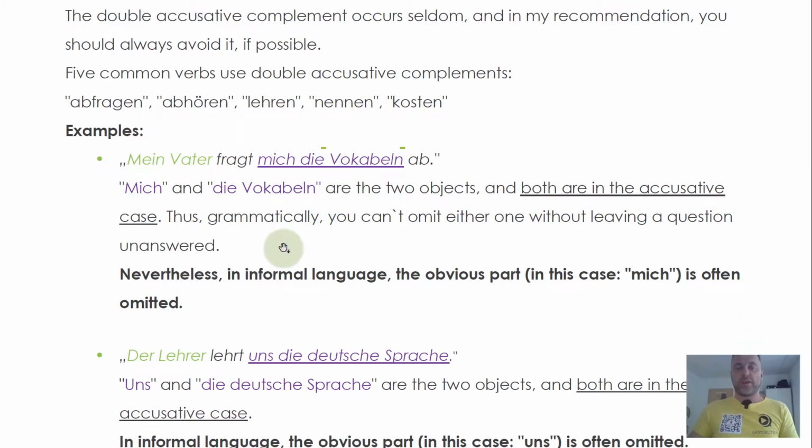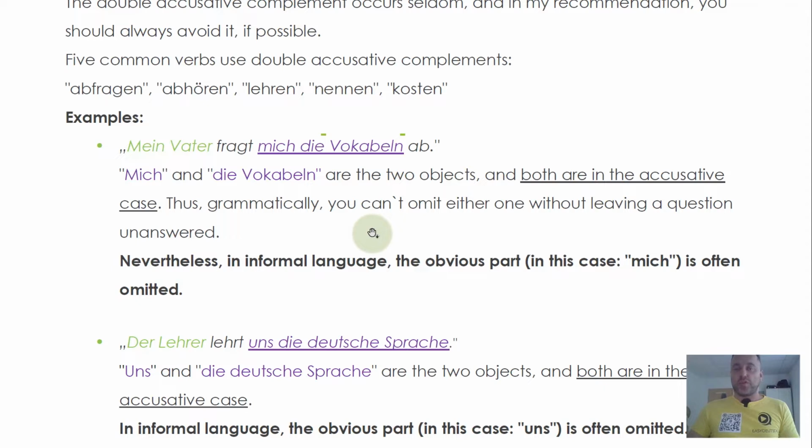But keep in mind, often the obvious part is actually just dropped. Like mich, you can drop that because it's very obvious. Mein Vater fragt mich die Vokabeln ab, or mein Vater fragt die Vokabeln ab. If, for example, my mom comes in and asks me, hey, what are you doing? Hey, mein Vater fragt gerade die Vokabeln ab.